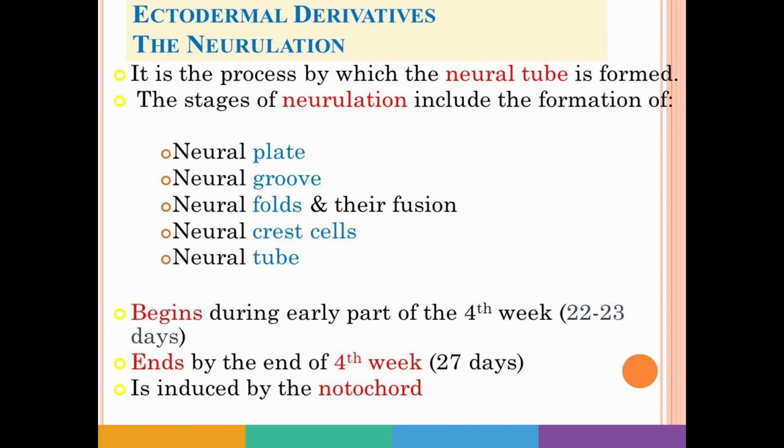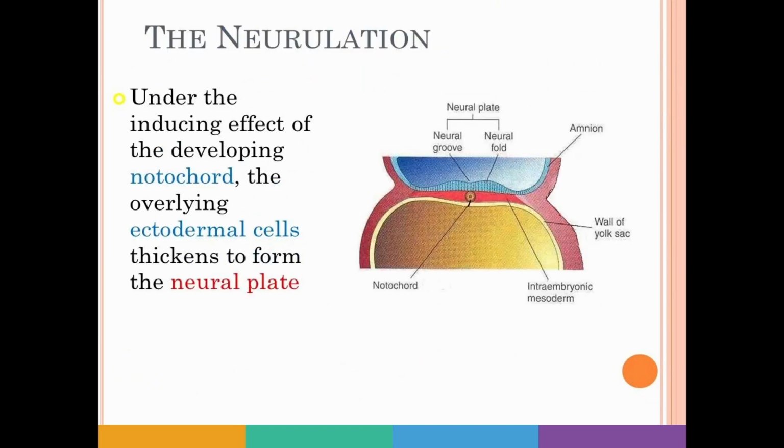cells, and neural tube. Now this process begins early in the fourth week, that is 20 to 23 days, and ends by the fourth week, that is 27 days. Now, the start of neurulation is induced by the notochord. Under the inducing effect of the developing notochord, the overlying ectodermal cells thicken to form the neural plate, as you can see in the picture.